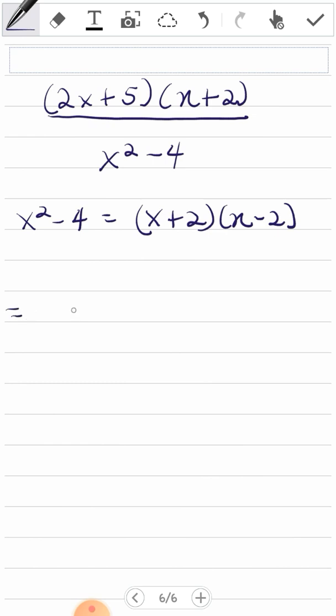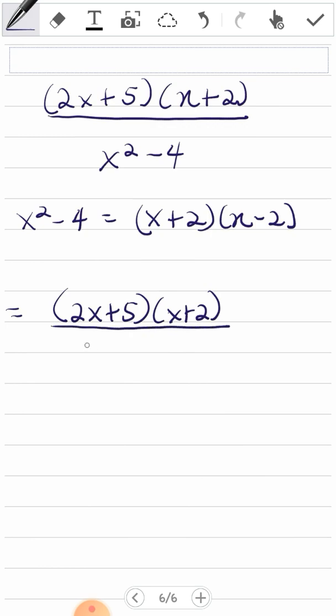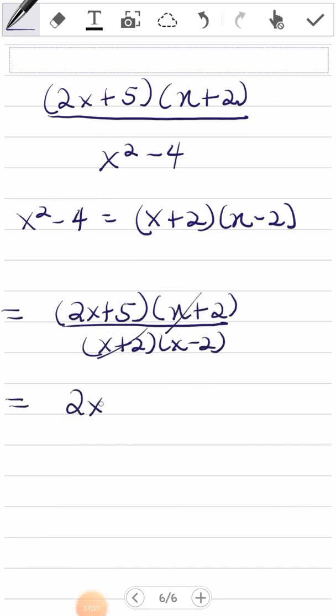So you know our equation is going to be, so this will be our final answer.